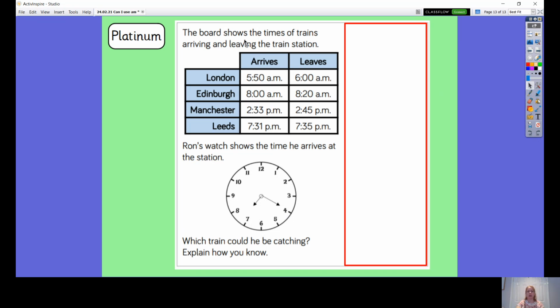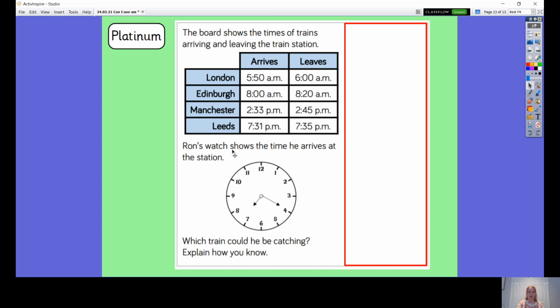Okay, so if we have a little look at our timetable, this is a train timetable, and this is one of those times when digital time is really useful for us. So, Ron is arriving at the train station. He wants to look at what times the trains leave, because he's going to be getting on one or more of those trains.